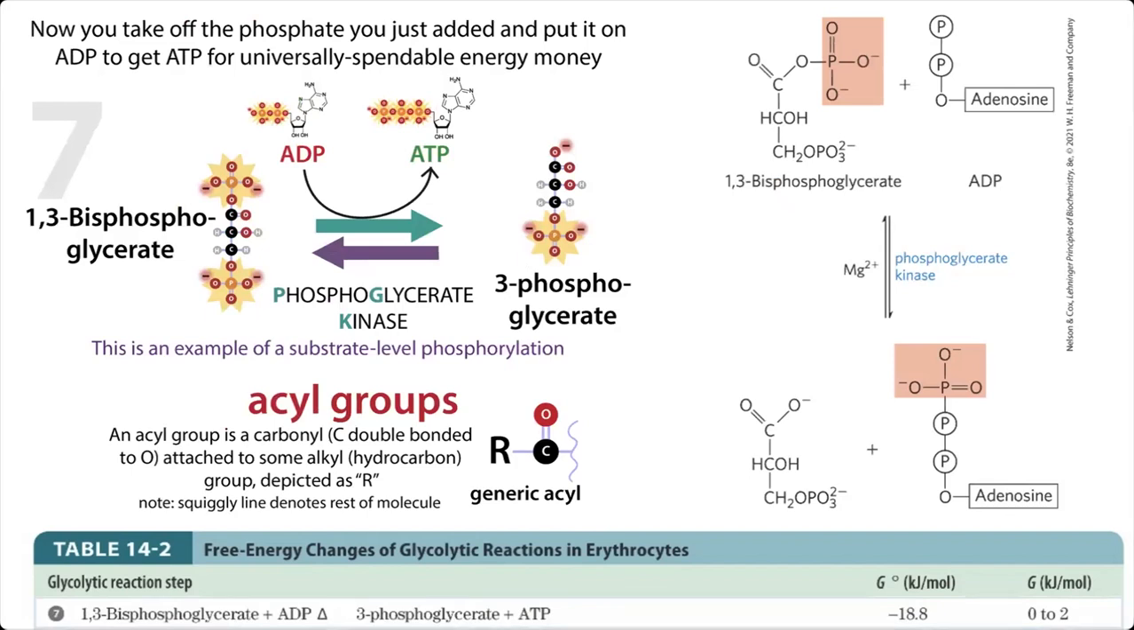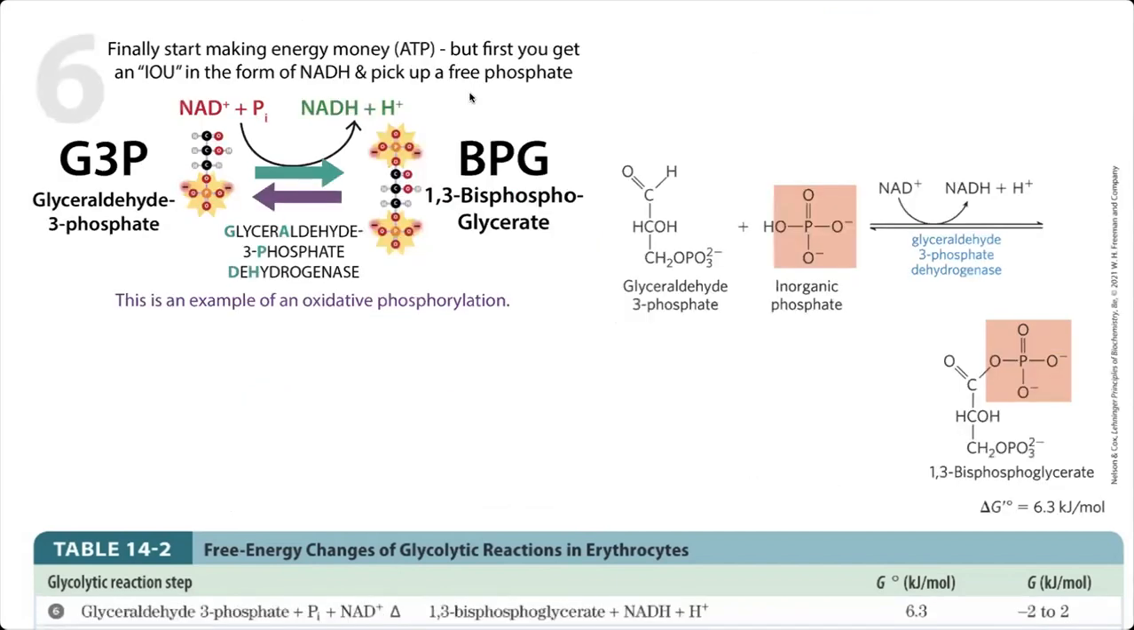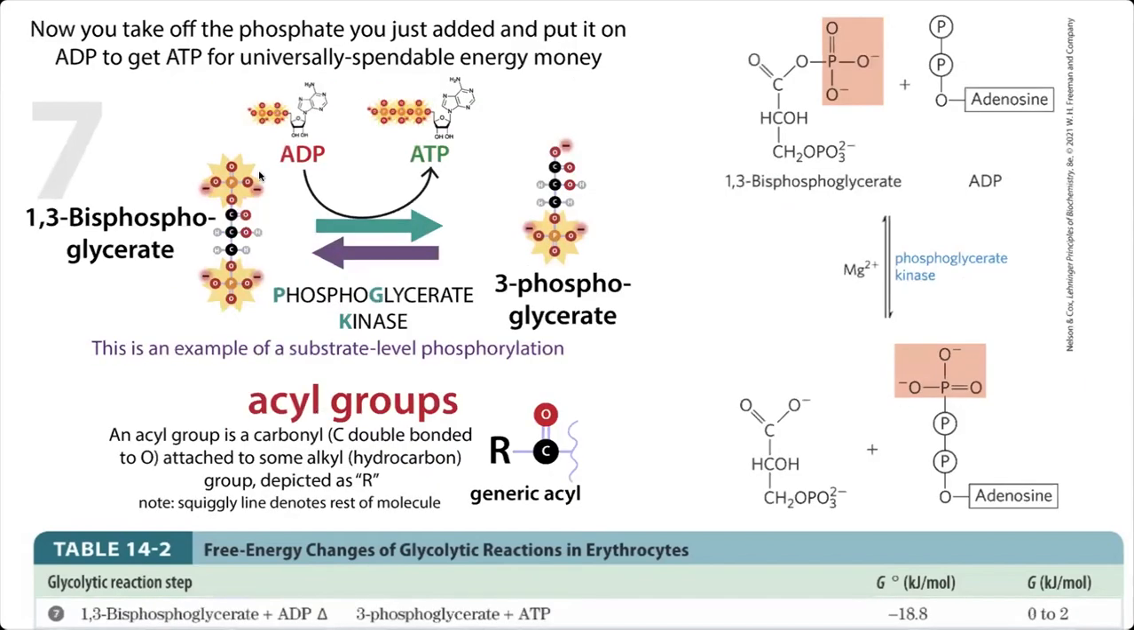For now, let's continue our story with 1,3-bisphosphoglycerate. We added a phosphate group to both ends, and now we're going to take off a phosphate group and transfer it onto ADP to give us ATP. We are taking this 1,3-bisphosphoglycerate, and we're going to be left with 3-phosphoglycerate. So we're taking off that phosphate that we just added to the top. We took that phosphate from the inorganic phosphate and added it to G3P. Now we're taking it off of G3P and putting it onto ADP.